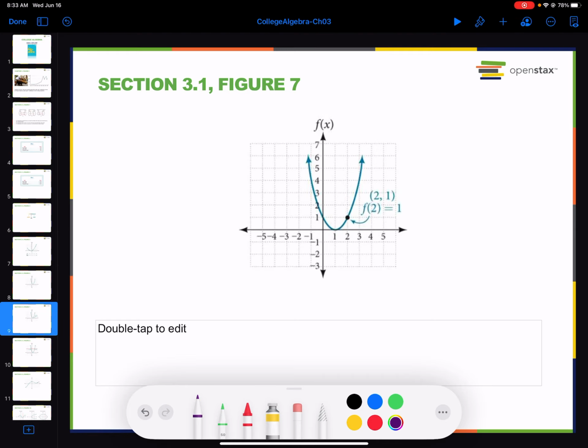In this next example, they want you to find the value for the function. They're asking you to evaluate f of 2. So we're going to find f of 2, which is here, and go up. It's going to be f of x equals 1.